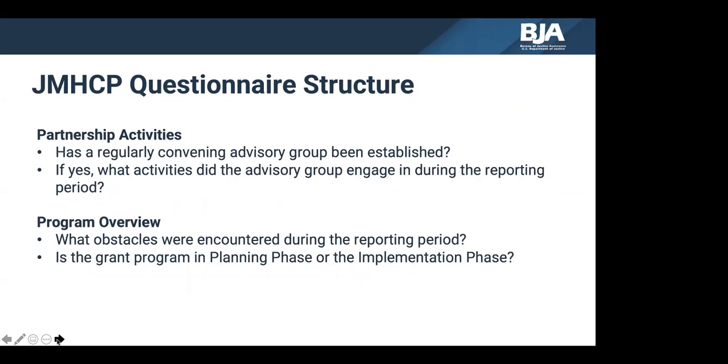After answering questions about general award administration, such as if you have activity to report on in a given reporting period, you will be directed to answer questions on partnership activities. Specifically, you will be asked if your program has established an advisory group, and if so, what types of activities the group has engaged in during the reporting period. In the program overview section, you will report any obstacles encountered during the reporting period. You will also indicate whether your program is in the planning phase or the implementation phase.